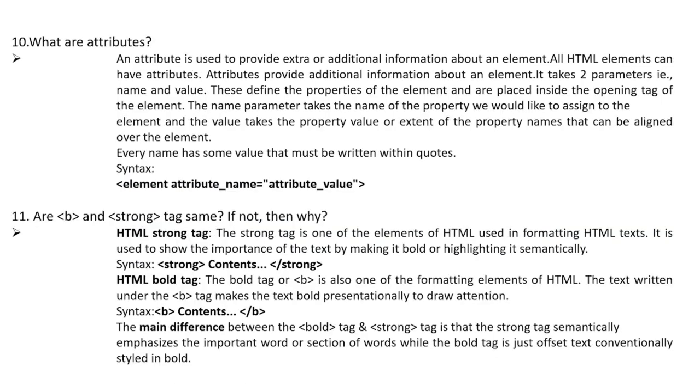Question 10. What are attributes? An attribute is used to provide extra or additional information about an element. All HTML elements can have attributes. Attributes provide additional information about an element. It takes 2 parameters, name and value. These define the properties of the element and are placed inside the opening tag of the element.